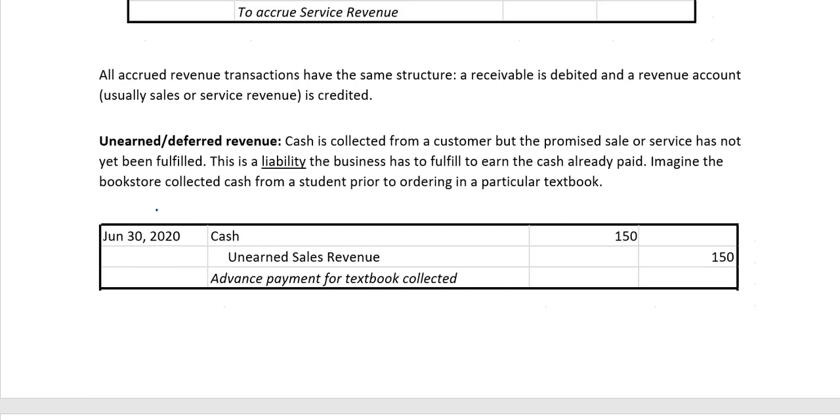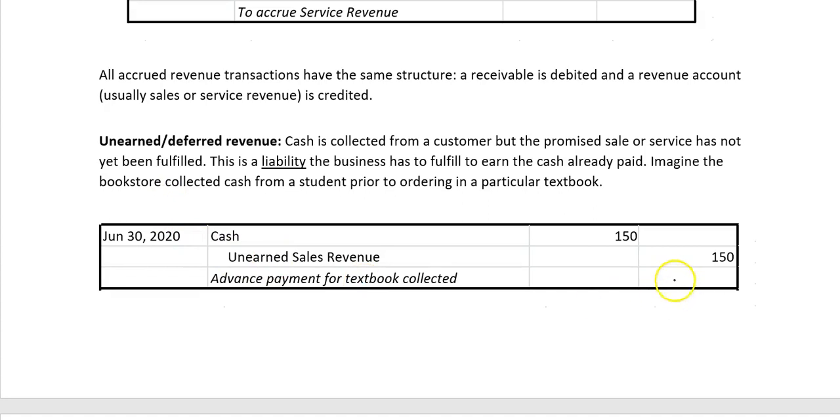Unearned or deferred revenue. In this case, cash is collected from a customer, but the promised sale or service has not yet been fulfilled. This is a liability that the business has to fulfill to earn the cash already paid. Imagine the bookstore collected cash from a student prior to ordering in a particular textbook. So the idea is the student pays us to order in a book and sell that book to her, but we don't have the book in stock. So we take the cash and we wait for the book to come to the bookstore.